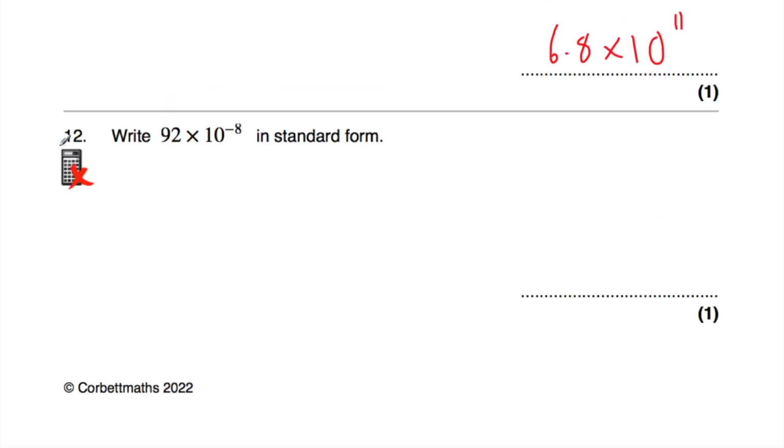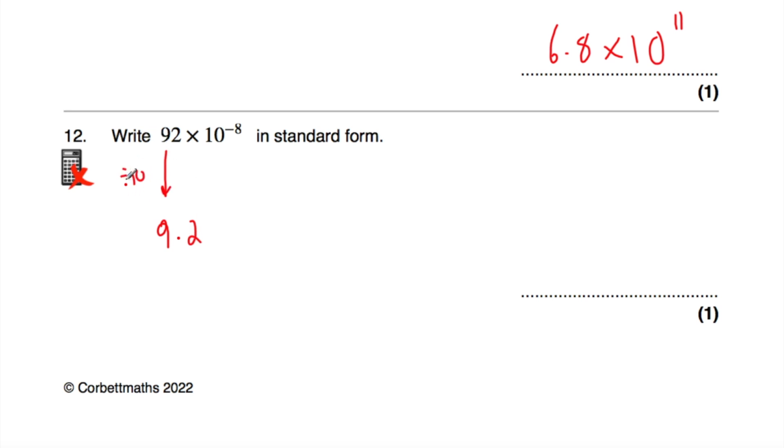Okay, so let's have a look at our next question, question number 12. Question number 12 says, write 92 multiplied by 10 to the power of negative 8 in standard form. So this isn't in standard form because the number at the front needs to be between 1 and 10, so bigger than or equal to 1, but less than 10. So to make it in standard form, instead of writing 92, we're going to write 9.2. So we're going to make that number 10 times smaller.